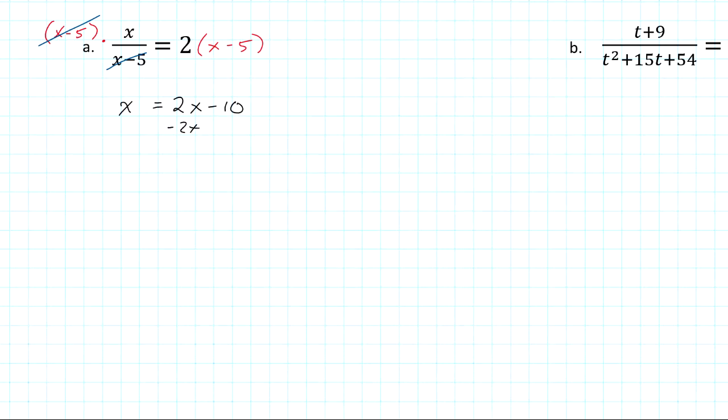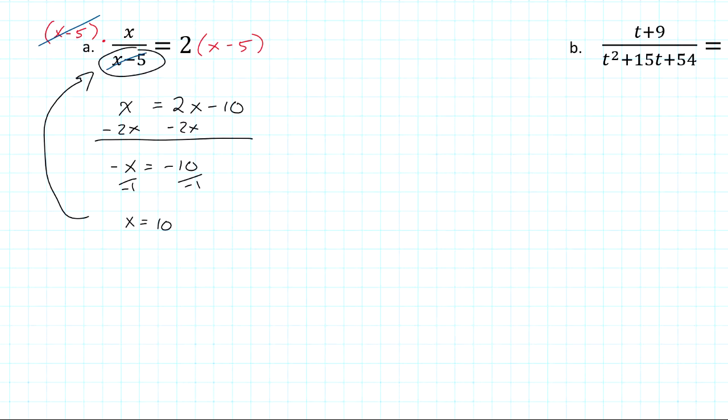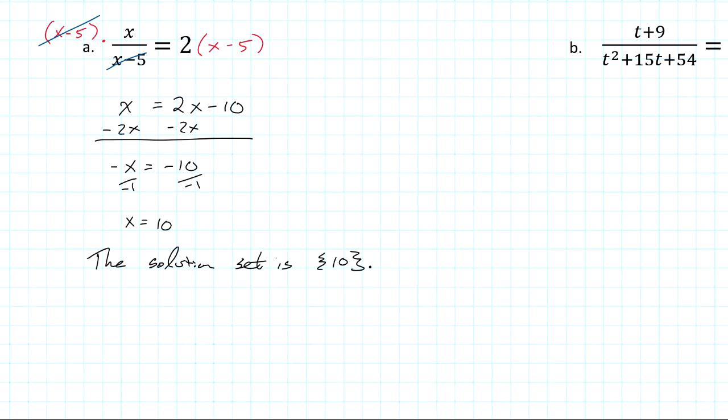We'll go ahead and subtract the 2x from both sides. And this will give us that negative x equals negative 10. Divide by negative 1 on both sides, and we will get that x equals 10. We want to double check that this actually works in the original equation. And here, the x minus 5 cannot be 0, so we couldn't plug in a 5 for x. But a 10 is going to work just fine. So this is good, and we can say that the solution set is the set containing just the number 10.